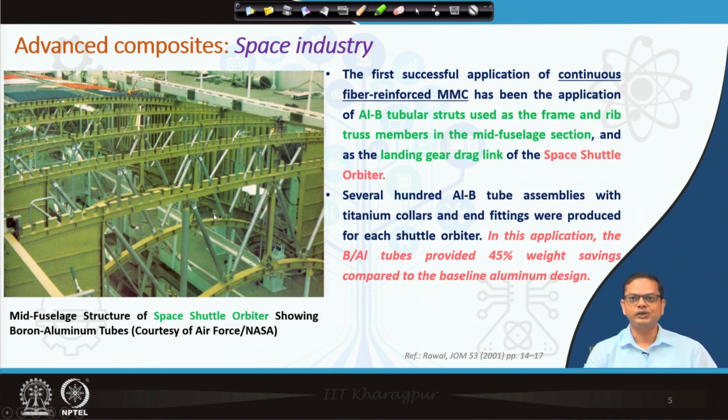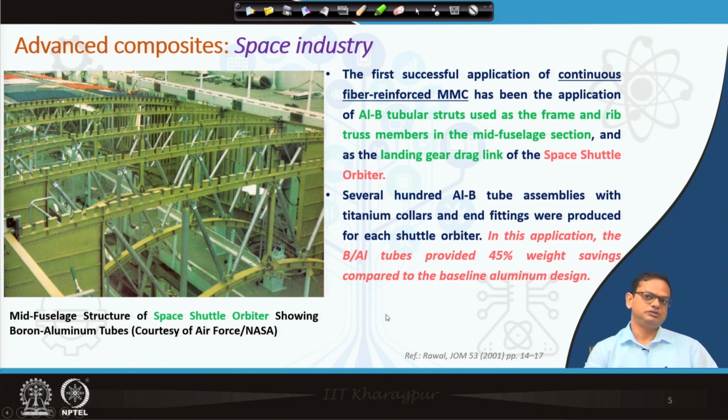And that actually gives the enormous load carrying capability, enormous stress bearing capability of these space shuttles. Okay. So, you can see here it says that this BAL boron aluminum tube provides 45% weight saving compared to the baseline aluminum design. So, there is weight reduction, almost 50% weight reduction than conventional aluminum alloy. Along with that, the strength, the load carrying capability, the stress bearing capability increases manifold when this kind of aluminum boron fiber reinforced composite materials are used. Okay. So, that is the application of aluminum boron fiber.